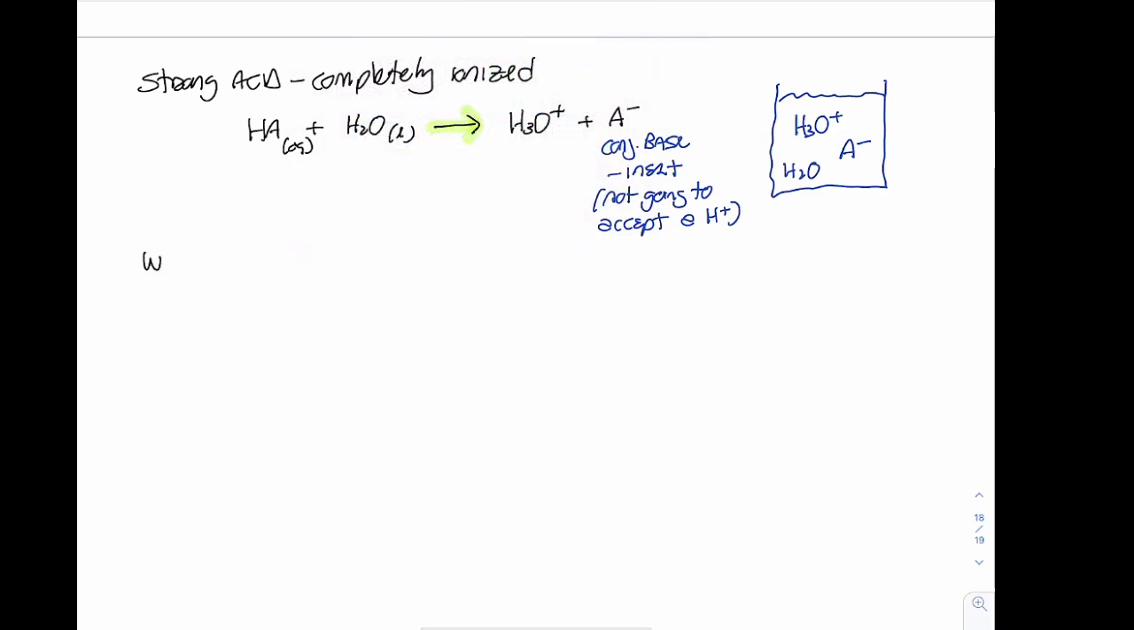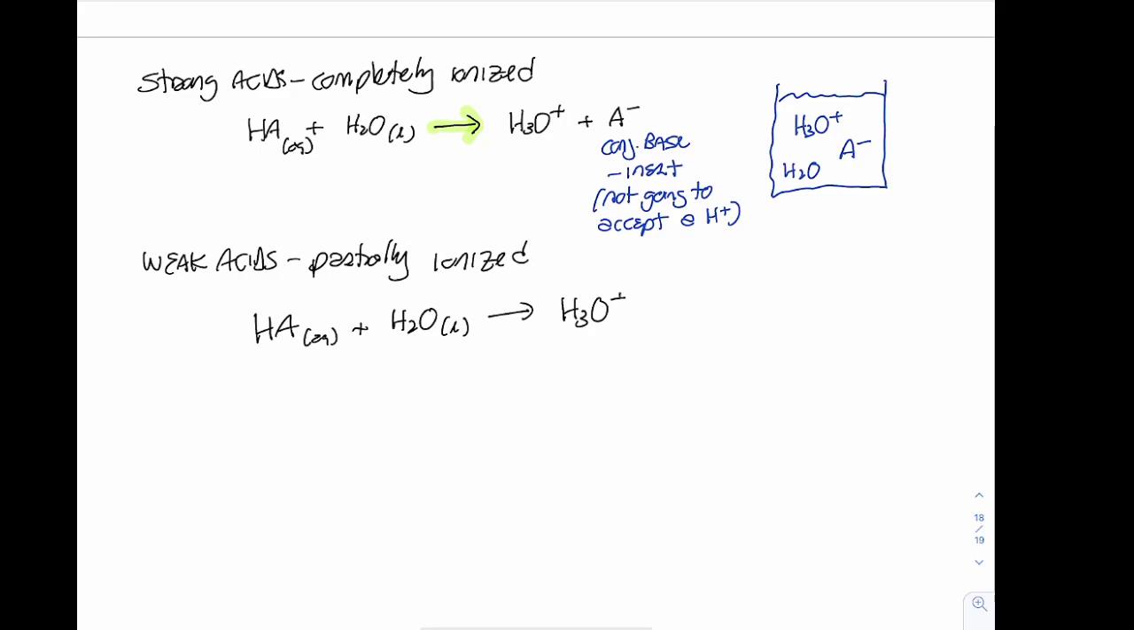My weak acids, these are only partially ionized. Using HA again, just this time it's going to be weak. Water is going to act like our base. I am going to form hydronium ions and my conjugate base, but then that conjugate base does have an affinity for protons. It can accept a proton and go back in the other direction. Because of that, we can establish equilibrium and we can write an equilibrium constant expression for this.